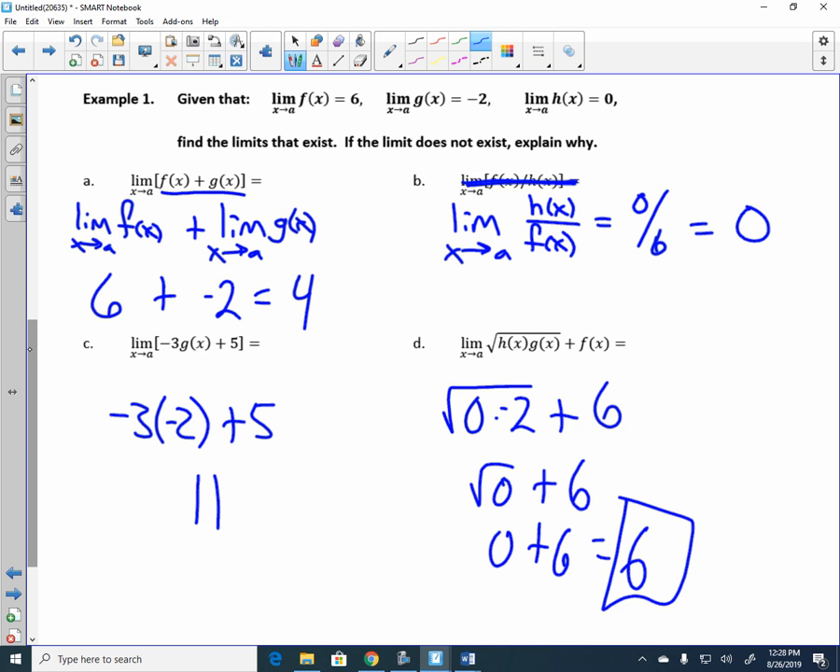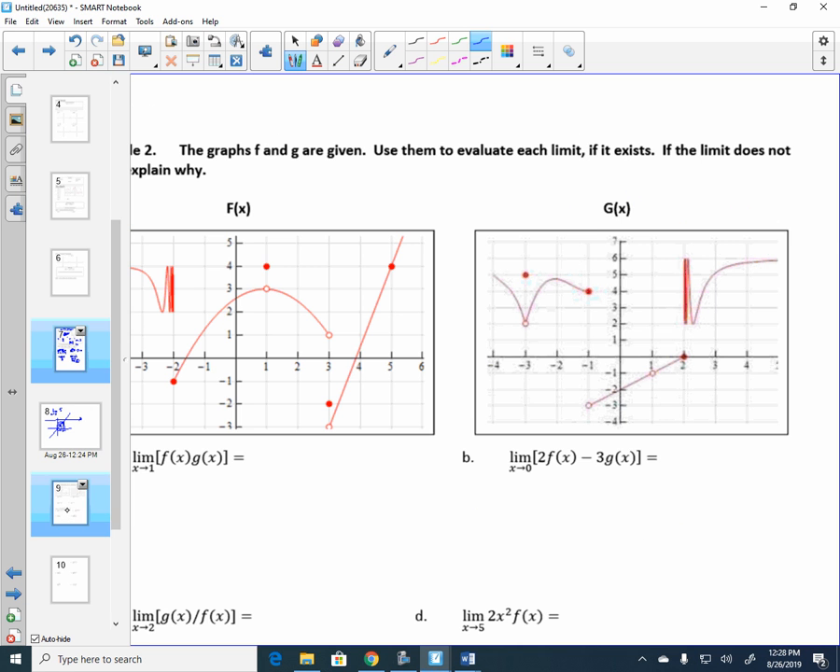All good? Any questions there? Flip it over.